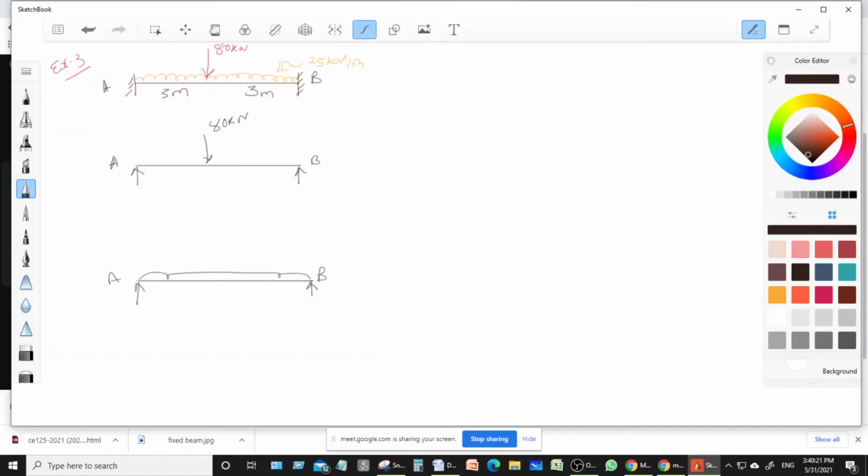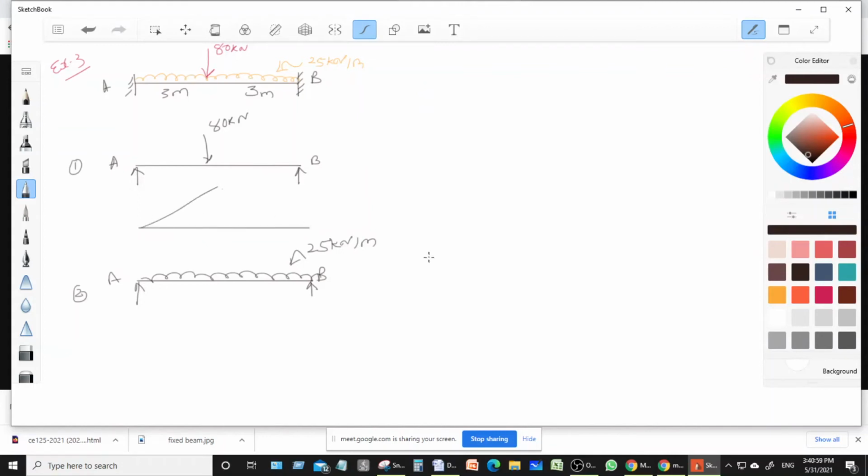The value of the UDL load is 25 kilonewton per meter. Now see, if we sum simply supported beams 1 and 2, it will be converted into the final simply supported beam, right? So first of all, I will prepare the bending moment diagram for the first simply supported beam, which is subjected to the point load, right?